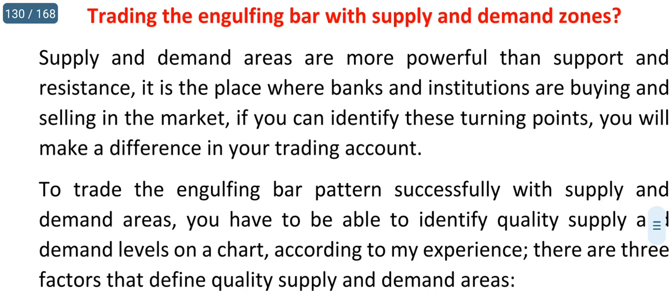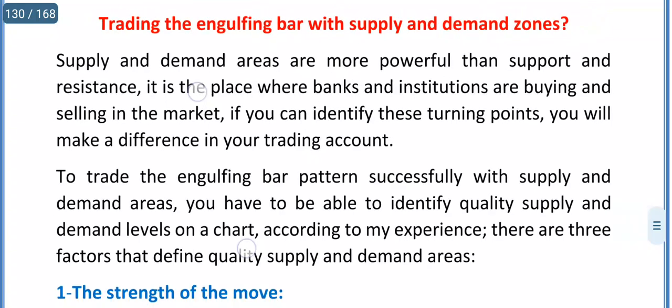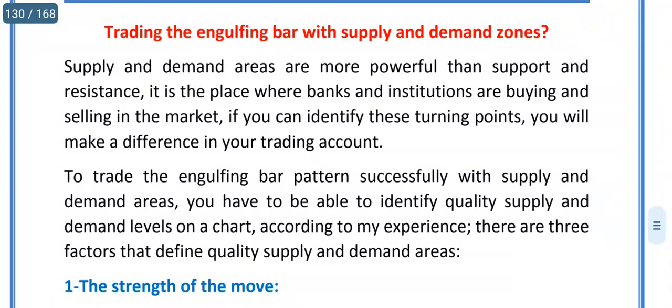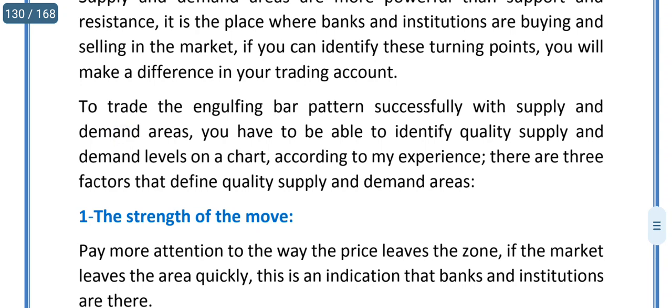Now we are going to see how we can trade the engulfing bar candlestick formation within the supply and the demand areas or zones. Supply and demand areas are more powerful than the support and resistance levels, and it is the place where banks and institutions are involved in the market, either by buying or selling. If you can identify these turning points, you can make a difference in your trading account.